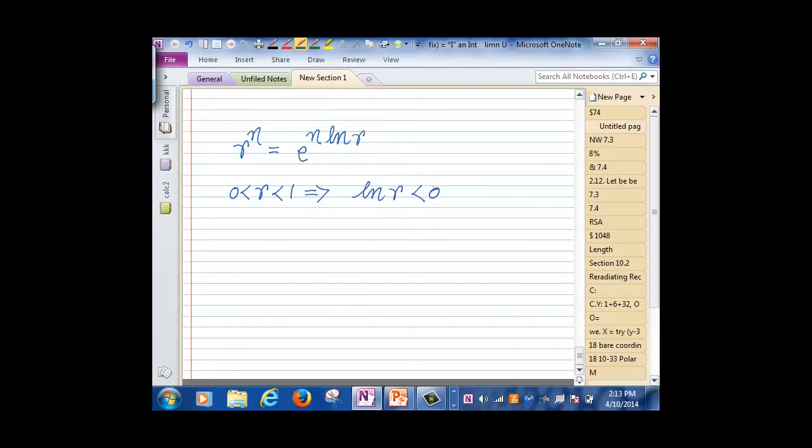So then notice that if I look at r to the n, which is e to the n ln of r. Now, if ln of r is negative, then as n goes to infinity, the exponent goes to what? ln of r is negative. If n goes to infinity, n ln of r goes to negative infinity, right? So let me say it this way.